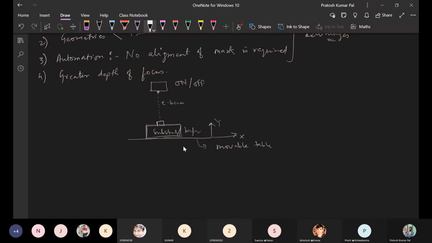and suppose this is the surface and we want this portion to be removed. We will be moving this table such that this selected region can be exposed with the e-beam. Okay. So that is done with the help of a movable table that is moving in x and y direction, and based on the requirement we will be turning on and off this e-beam source. Okay.